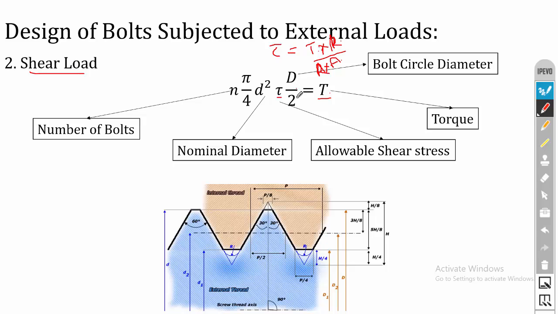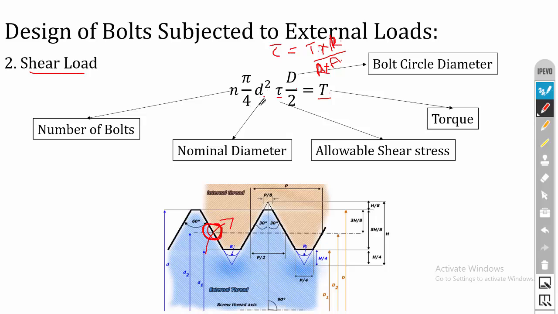Further, T is equal to tau into R. In the place of R, I have replaced D divided by 2. That is, bolt circle diameter divided by 2 will give you the radius. And the area is pi by 4 D square. Here, while the twisting moment is applied, this point is subjected to a high amount of stress. Okay, so throughout the flank, it feels a uniform amount of stress. That is why we have considered the nominal diameter, that is D.